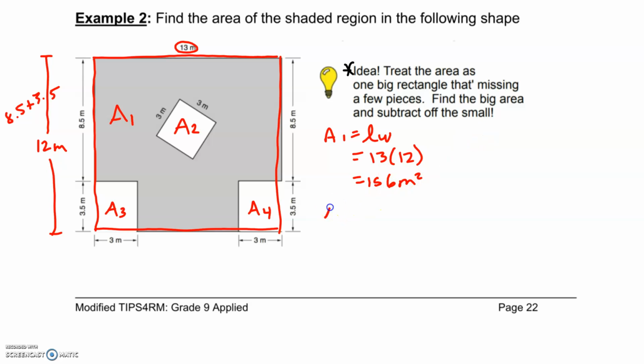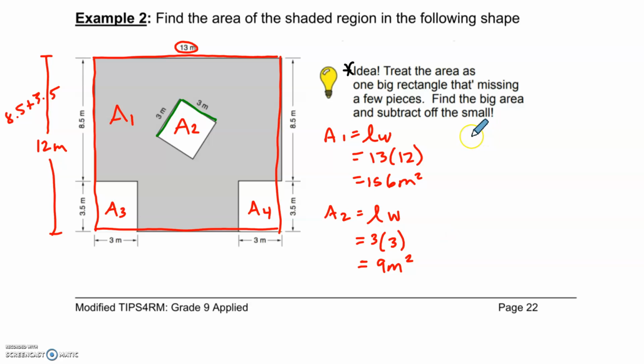Okay, now let's find area 2. So area 2 is a square. We know it's a square because we have 3 on one side and 3 on the other. But the area of a square is the same as the area of a rectangle, length times width. And we can see we got 3 times 3. So let's go ahead and put that in. So 3 times 3 is 9 meters squared.